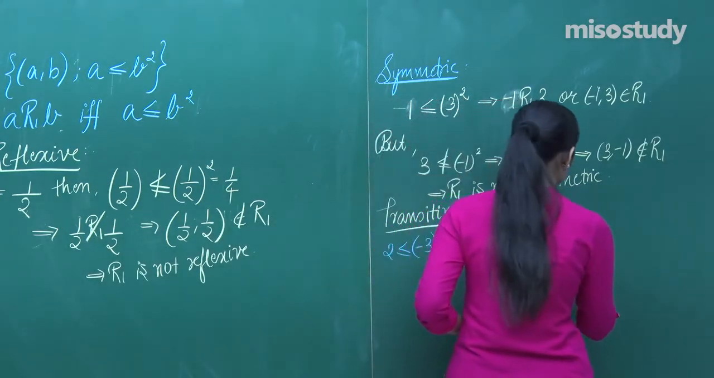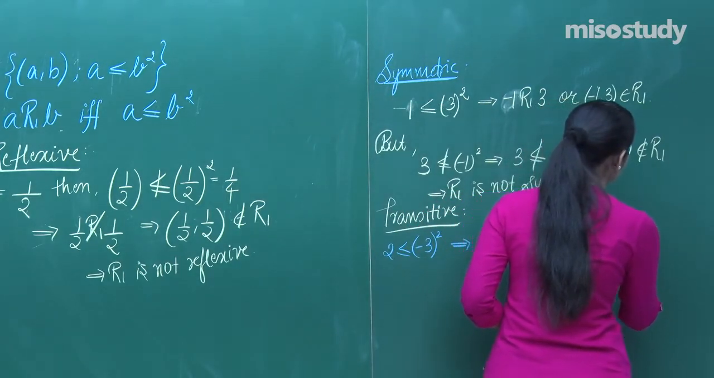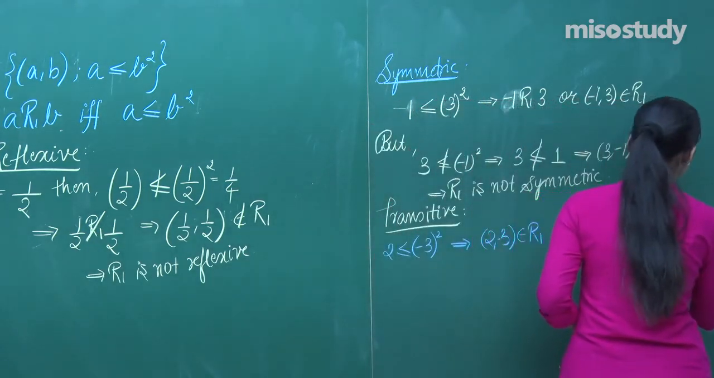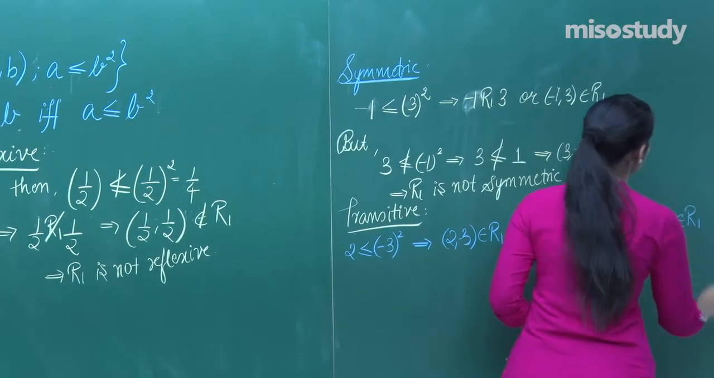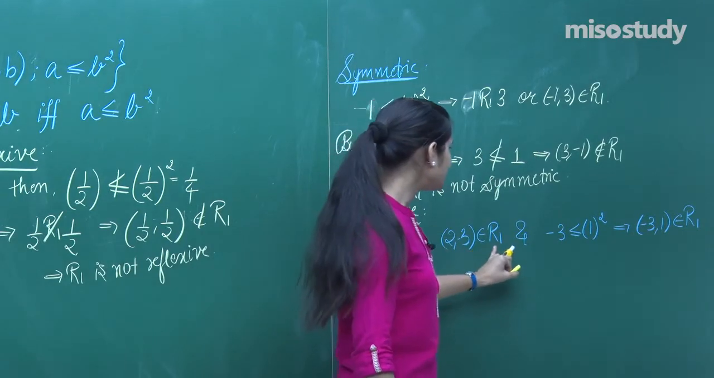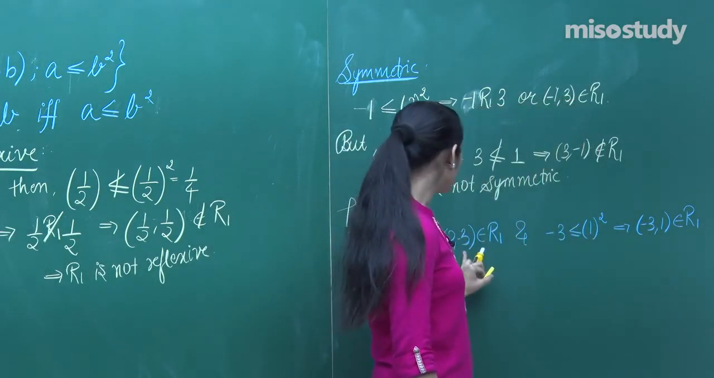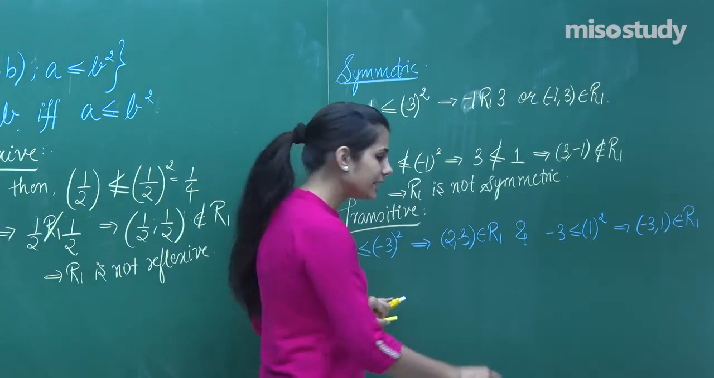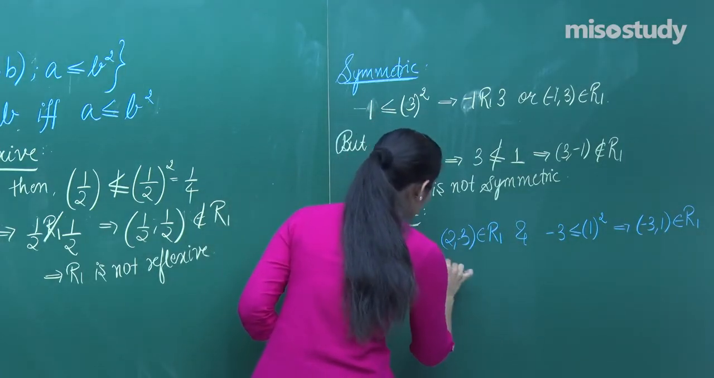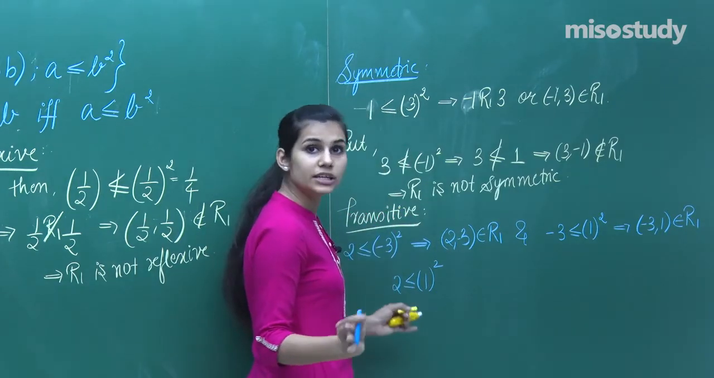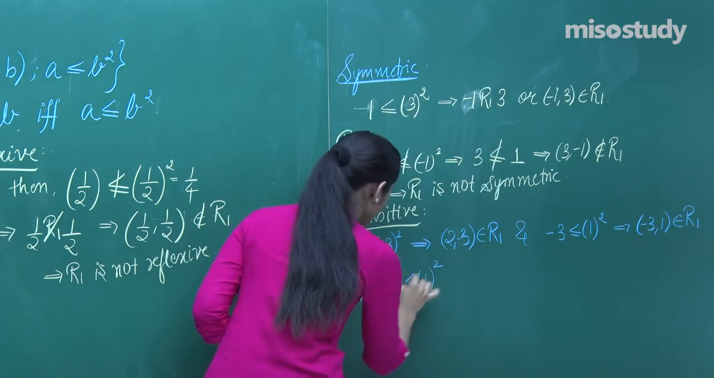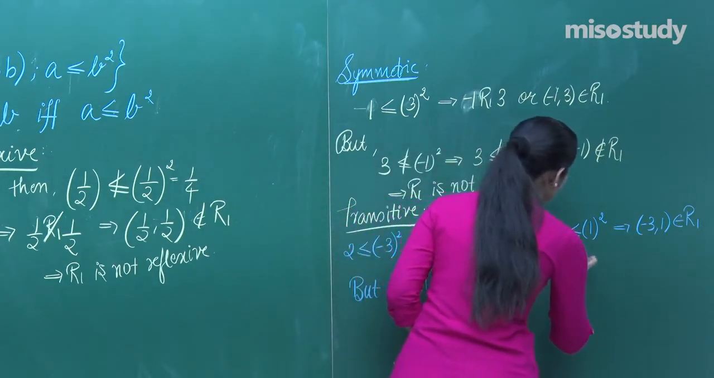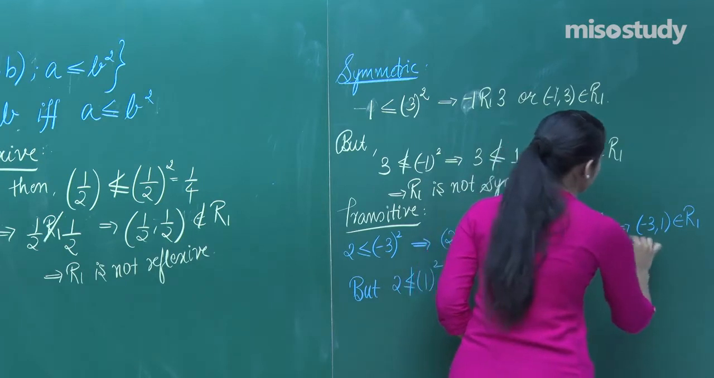Right? And can I say -3 is less than equal to 1 squared? Of course, -3 is less than 1. This implies (-3, 1) belongs to R1. So you have (2, -3) is in R1, (-3, 1) is in R1. I have to show that (2, 1) is in R1 in order to show that R1 is transitive. So for (2, 1) to be in R1, 2 should be less than equal to 1 squared, which is absolutely wrong. This implies (2, 1) does not belong to R1, which implies R1 is not transitive.